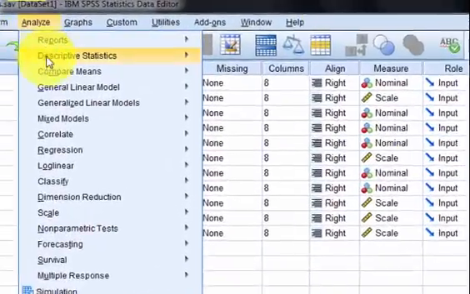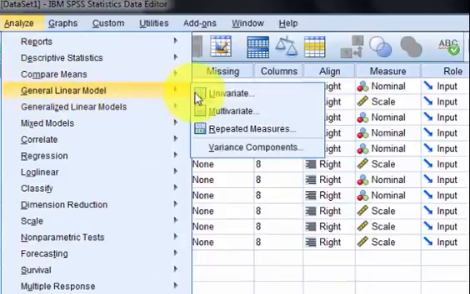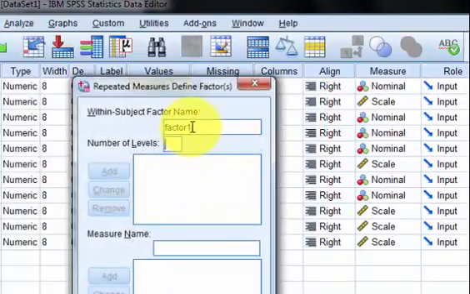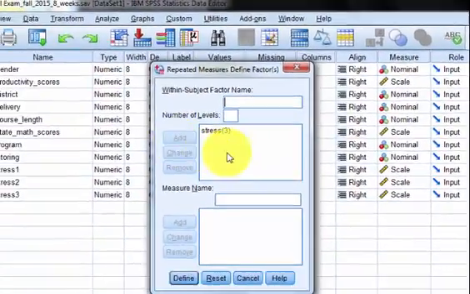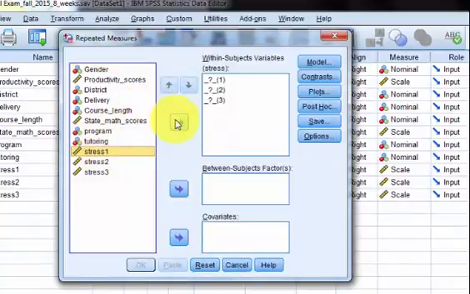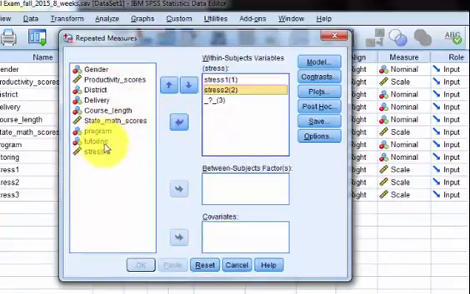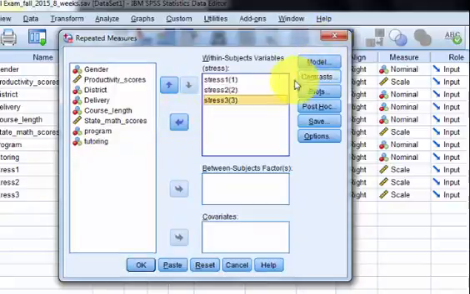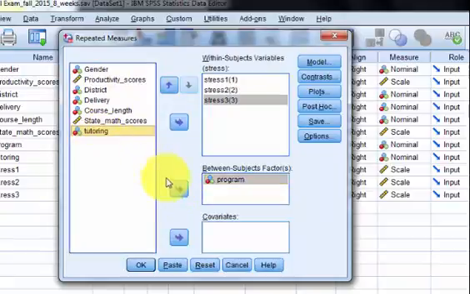Here we go. Analyze, general linear model, repeated measures. So the factor, I'm just going to name it stress. You can name it time if you want, but stress, because there are 3 stress tests. We're going to add, and we're going to define them. And it was stress uno, stress dos, stress tres. And our between groups were whether the program had anything to do with it or whether tutoring had anything to do with it. We're going to go down to options.